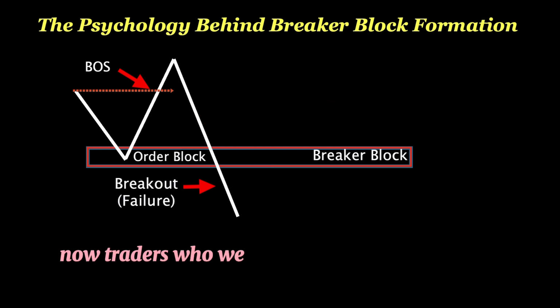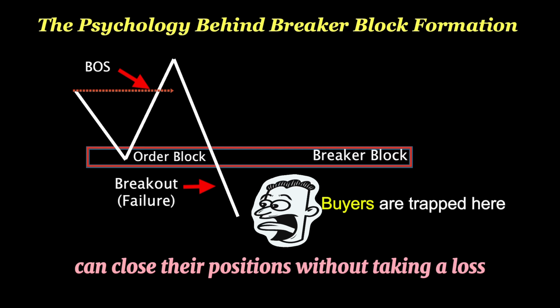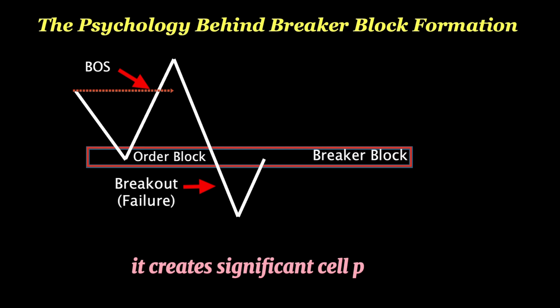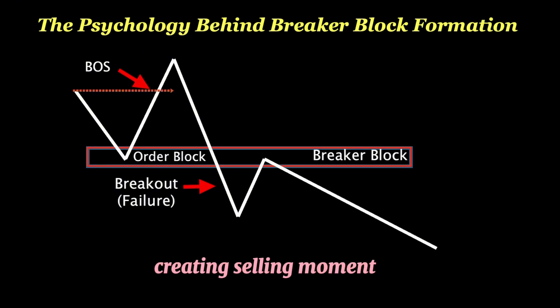Now, traders who went long at the original order block are trapped. These traders are waiting for the price to return to their break-even point so they can close their positions without taking a loss. When the price revisits the breaker block, it creates significant sell pressure as trapped traders exit their long positions, creating selling momentum.